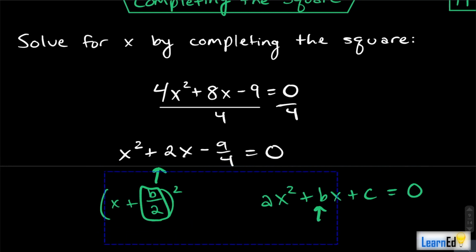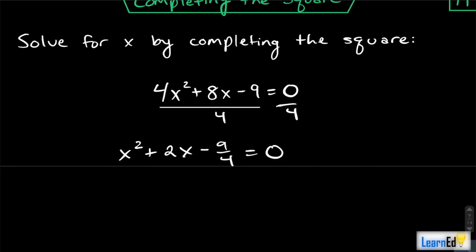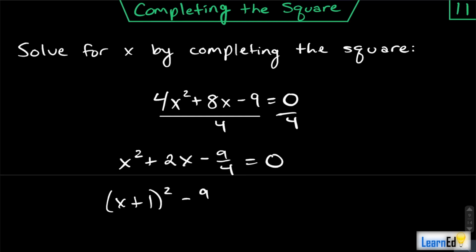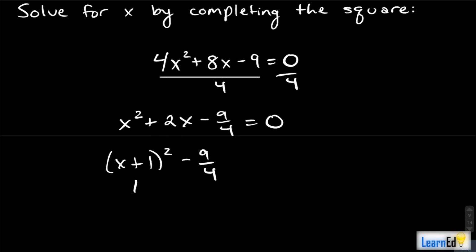B over 2 in this case, 2 over 2 is 1, right? So we have x plus 1 quantity squared. That's our perfect square. Okay, so, well, we still have this 9 over 4 on both sides, but this equation is no longer equal to this thing. Why? Because if you expand this x plus 1 quantity squared, you get x squared plus 1x plus 1x, so you get a 2x here, and then you'd have plus 1. And then you, of course, would have a minus 9 over 4 here.